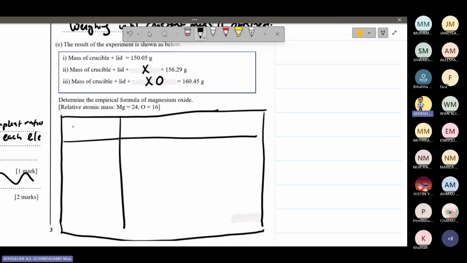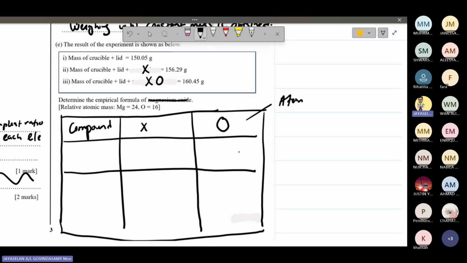Just do like this. Okay, this is compound. You all put compound. So we have metal X, right? Metal X. Lepas tu in here you put O. Don't put O2. O2 jangan letak macam ni. Satu markah gone. You must put O. All these should be atom. After that, you all need to find what? Find the mass, in grams.